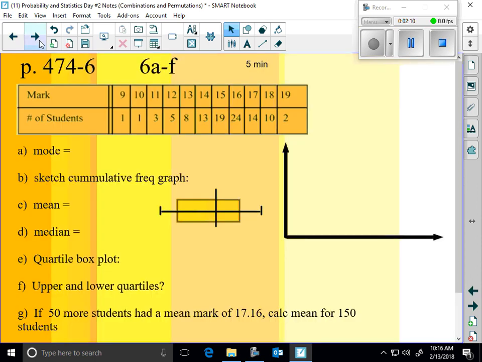This slide here has an example that I actually covered in the video from yesterday. It's some good practice with just the basics. I'm not going to go through it right now. I'd say probably the most valuable items there would be sketching the cumulative frequency graph and part G there, the word problem, where you add a few more items to the set and then you have to do manipulation. So that would be good to go there.